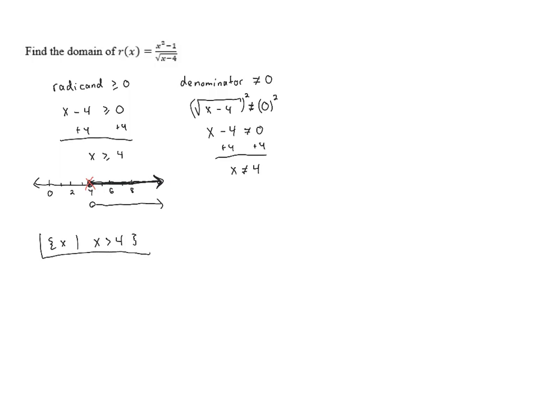This was more challenging than the others because we had to worry about both of the restrictions, that the radicand is greater than or equal to 0 and the denominator is not equal to 0. Most of the problems we work with won't involve both of these restrictions, but we want to make sure that we can deal with scenarios where we encounter them both at the same time.